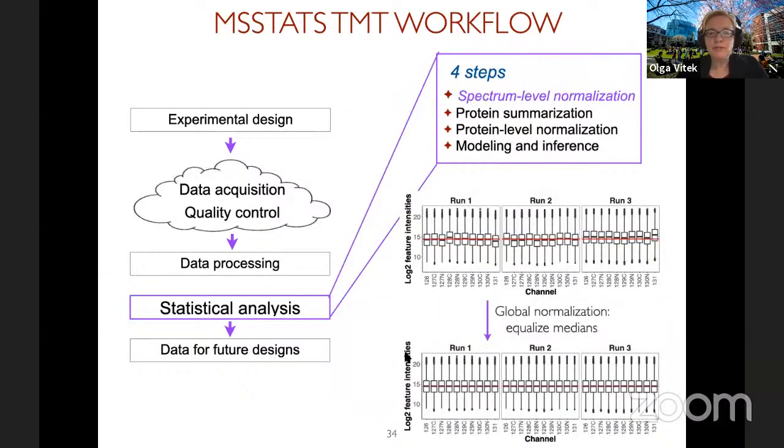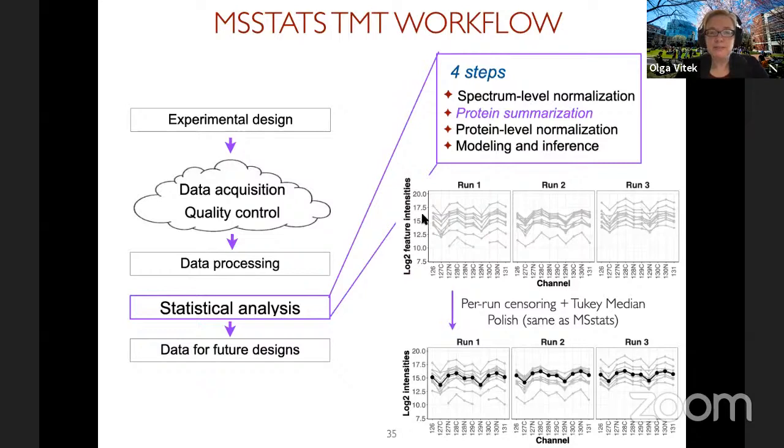So in particular, already here, when we do the global normalization, just to make sure that some systematic differences between channels or runs, which are not specific to individual proteins, are accounted for, it is already happening on the log scale. And so we keep log scale throughout. After that, we do the summarization on the log scale, and this includes the reference channel.